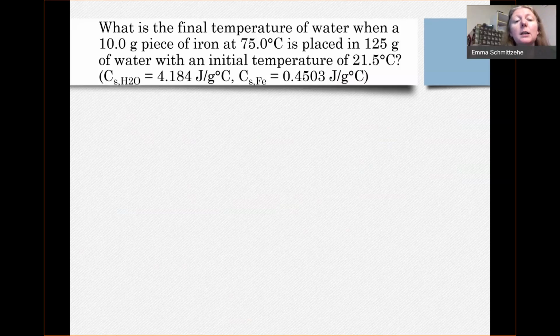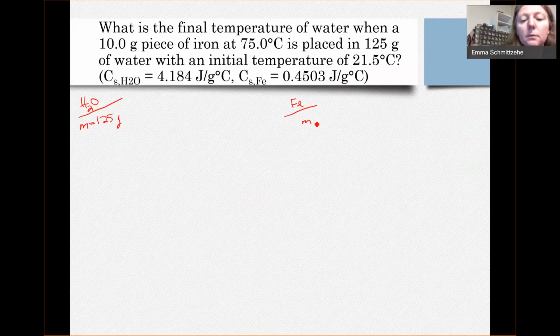With this, since we have two objects, it's helpful to gather your information based on what you have. For the water, the mass is 125 grams. And the iron is 10 grams. And the 75 degrees is my initial temperature of my iron.